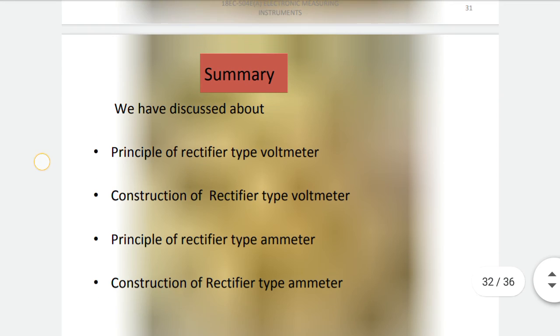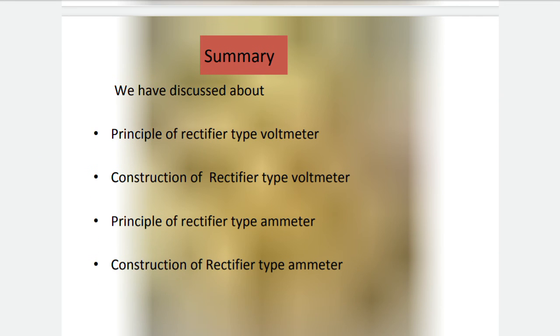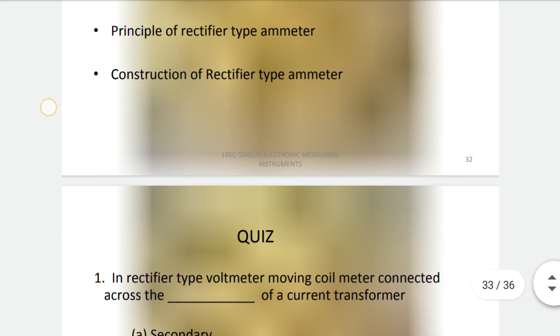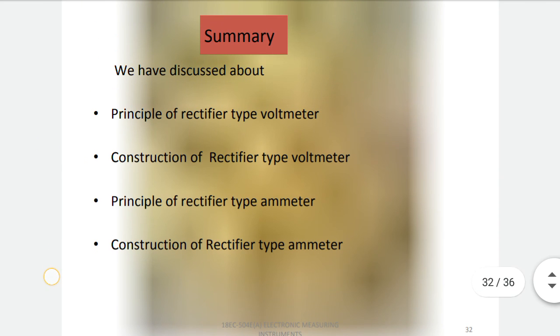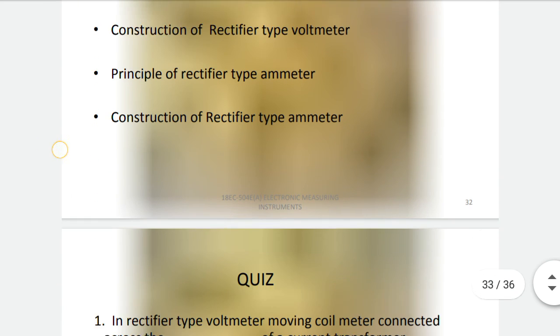Now let us summarize all the topics. We have discussed the principle and construction of the rectifier type voltmeter, the principle and construction of the rectifier type ammeter, and the advantages, disadvantages, and also the applications.